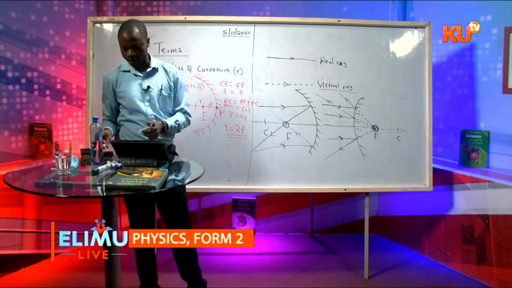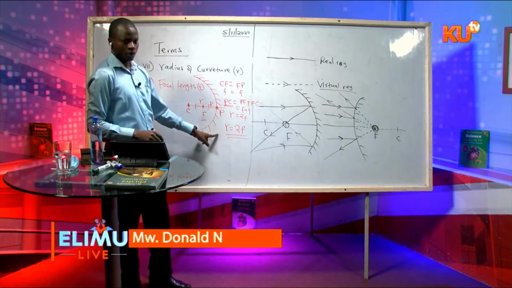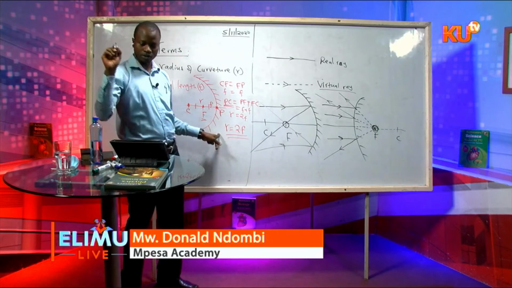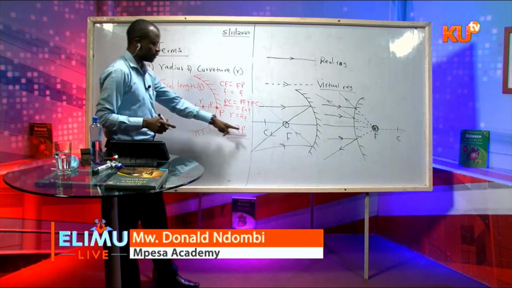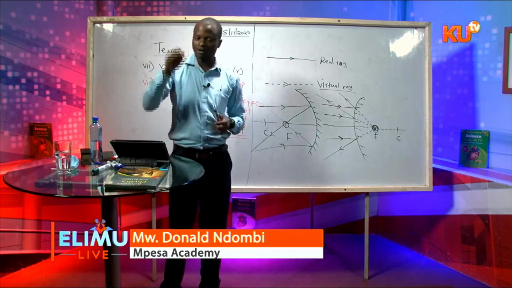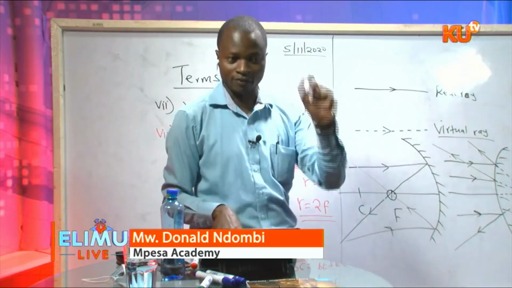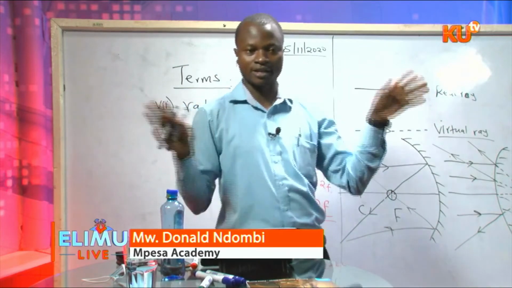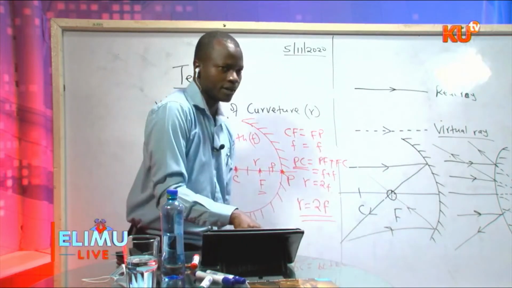In most cases, no one will mention r for you. When you are going even to buy those mirrors and even lenses, as we shall see later in Form 4, we will be referring to the focal length. So the power of a mirror depends on the focal length. The power of a lens depends on the focal length, not the radius. Because once we know the focal length, the radius is twice the focal length.